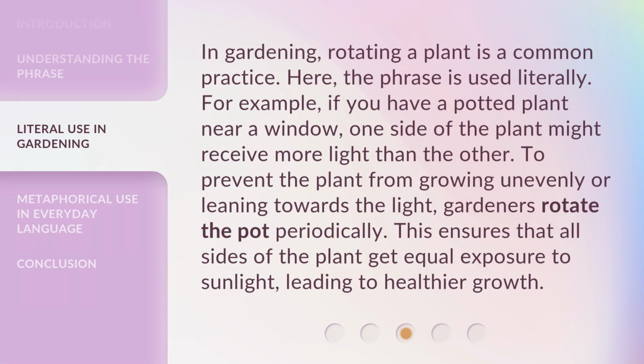In gardening, rotating a plant is a common practice. Here, the phrase is used literally. For example, if you have a potted plant near a window, one side of the plant might receive more light than the other. To prevent the plant from growing unevenly or leaning towards the light, gardeners rotate the pot periodically. This ensures that all sides of the plant get equal exposure to sunlight, leading to healthier growth.